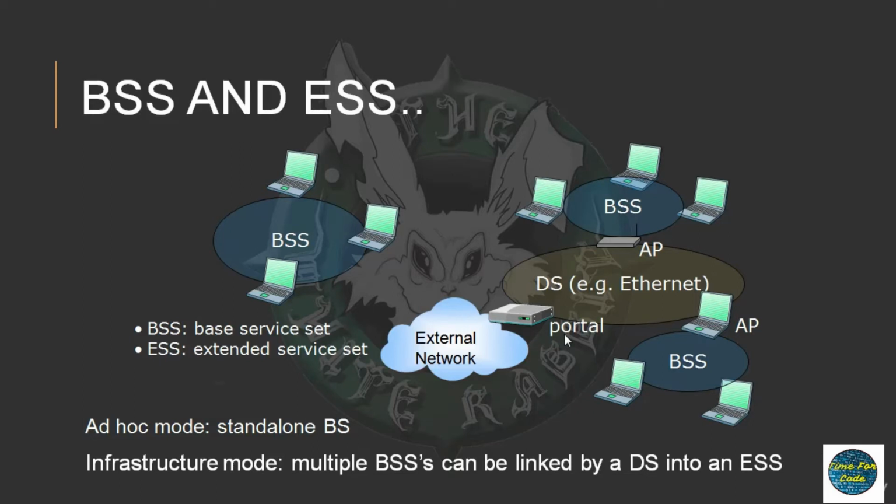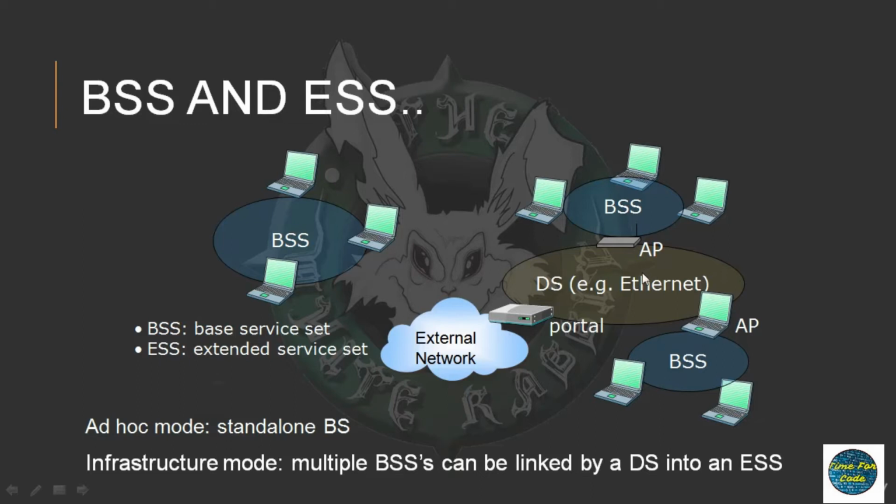There are two fundamental units, or groupings of devices, in Wi-Fi, and one is the base service set. With a base service set, you have devices communicating with each other over Wi-Fi, but they are not specifically connected to a larger infrastructure. Whereas on the right side, we have the so-called extended service set.